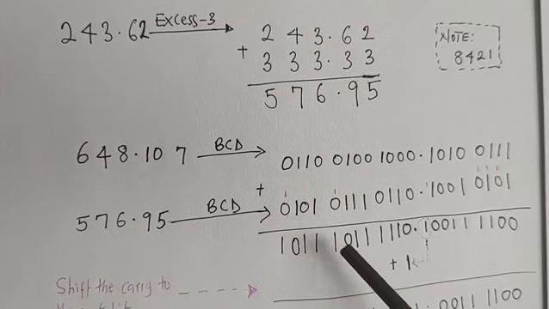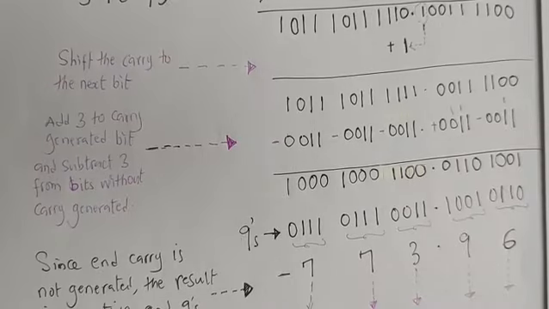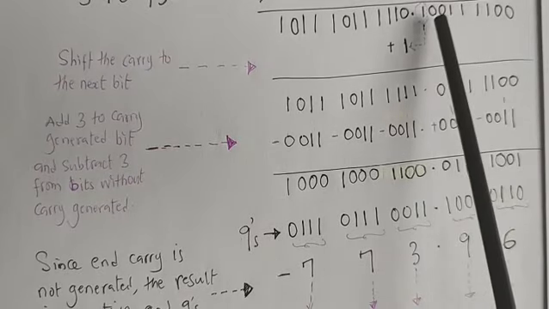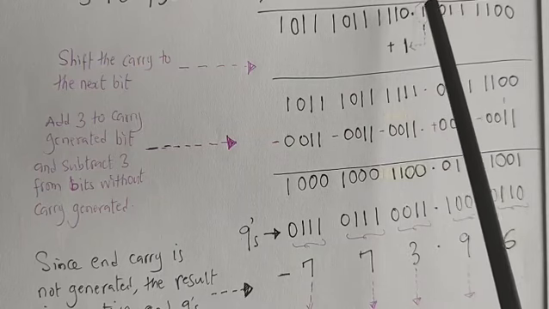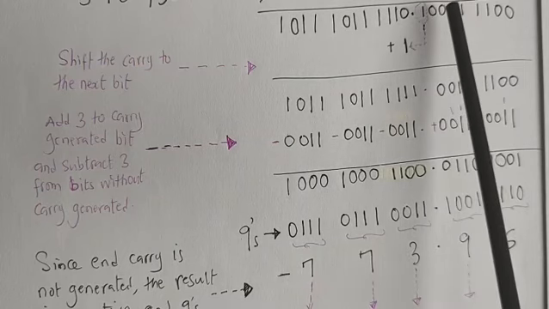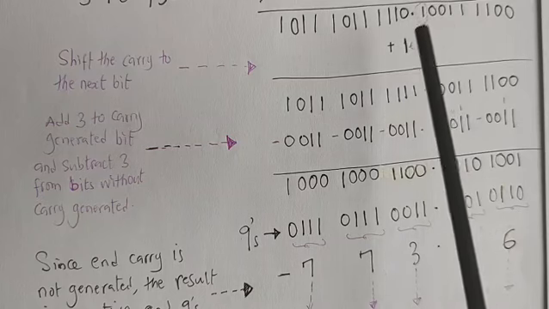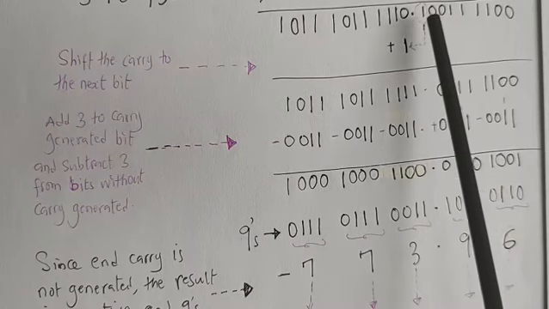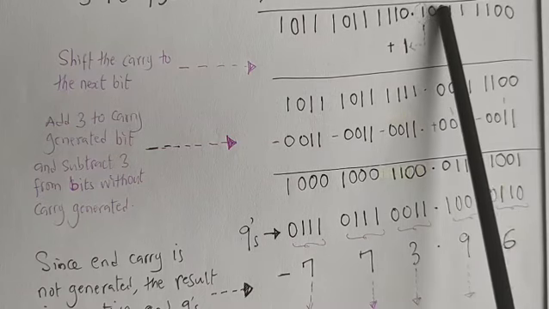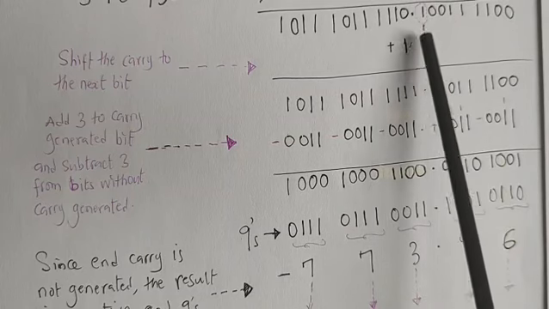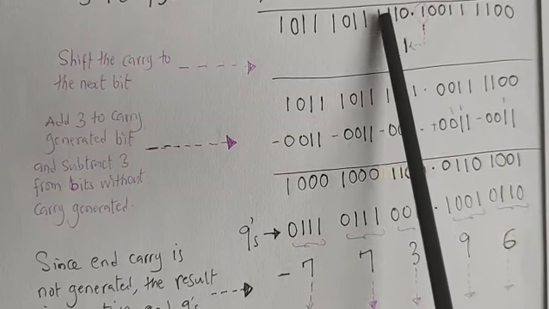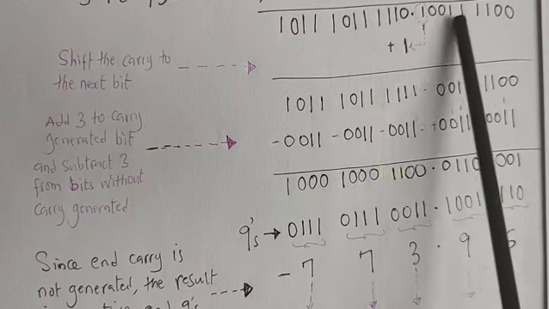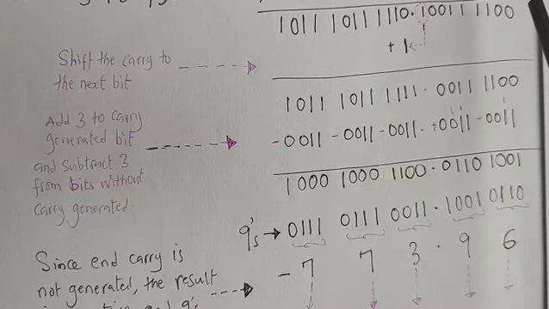Now the rule says, according to rule number 4, let's see what the rule says. Alright, so the rule says if carry is generated, we need to shift it to the next bit. So carry is generated in this segment of the bit. So the next thing we need to do is to shift this carry to the next segment of the bit. So we need to perform this operation. We need to add it up.